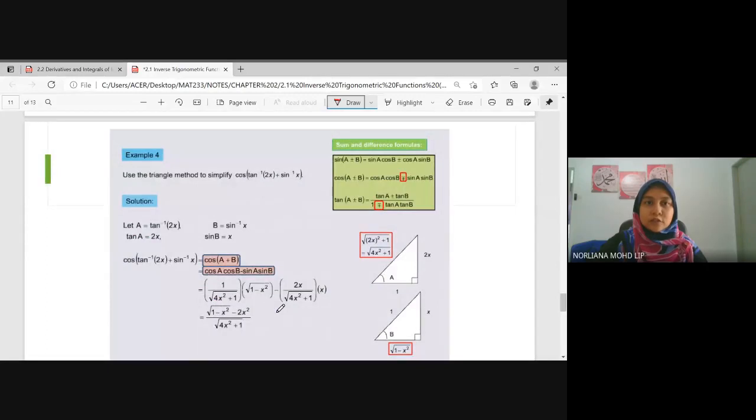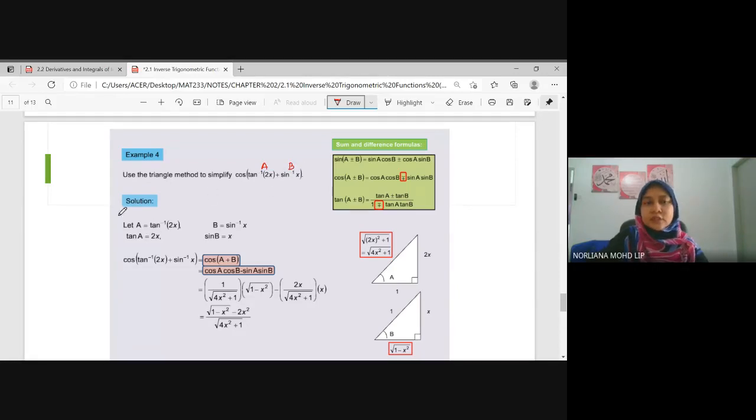Okay, number 4. Number 4 consists of two inverse trigonometric functions: the tangent inverse of 2x, which we let be A, and the sine inverse of x, which we let be B.